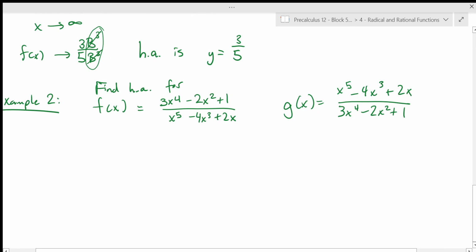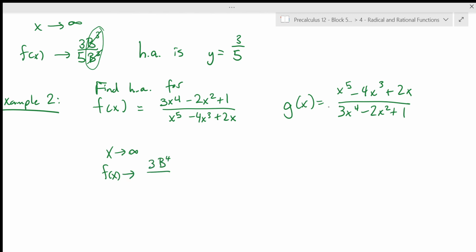Okay, so let's take a look at f of x. So for f of x, as x goes to infinity, f of x goes to 3 big number to the fourth over big number to the fifth. Okay, we can cancel b to the fourth with a b to the fifth, and we get 3 over b. Well, as b gets humongous, that 3 isn't going to make any more difference than a 1 or a 100 or any other number. So this is going to go to 0.